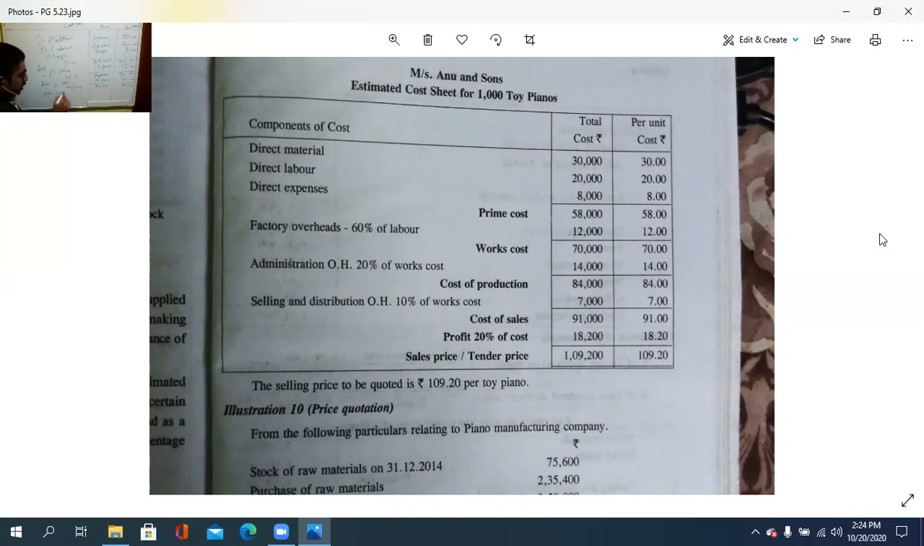And selling and distribution overhead, 10% of the work cost. So 7,000. So 7. Okay, 7. So 84 plus 7, 91,000. So 91. Clear? Then lastly, what is that? Profit is 20% of cost.